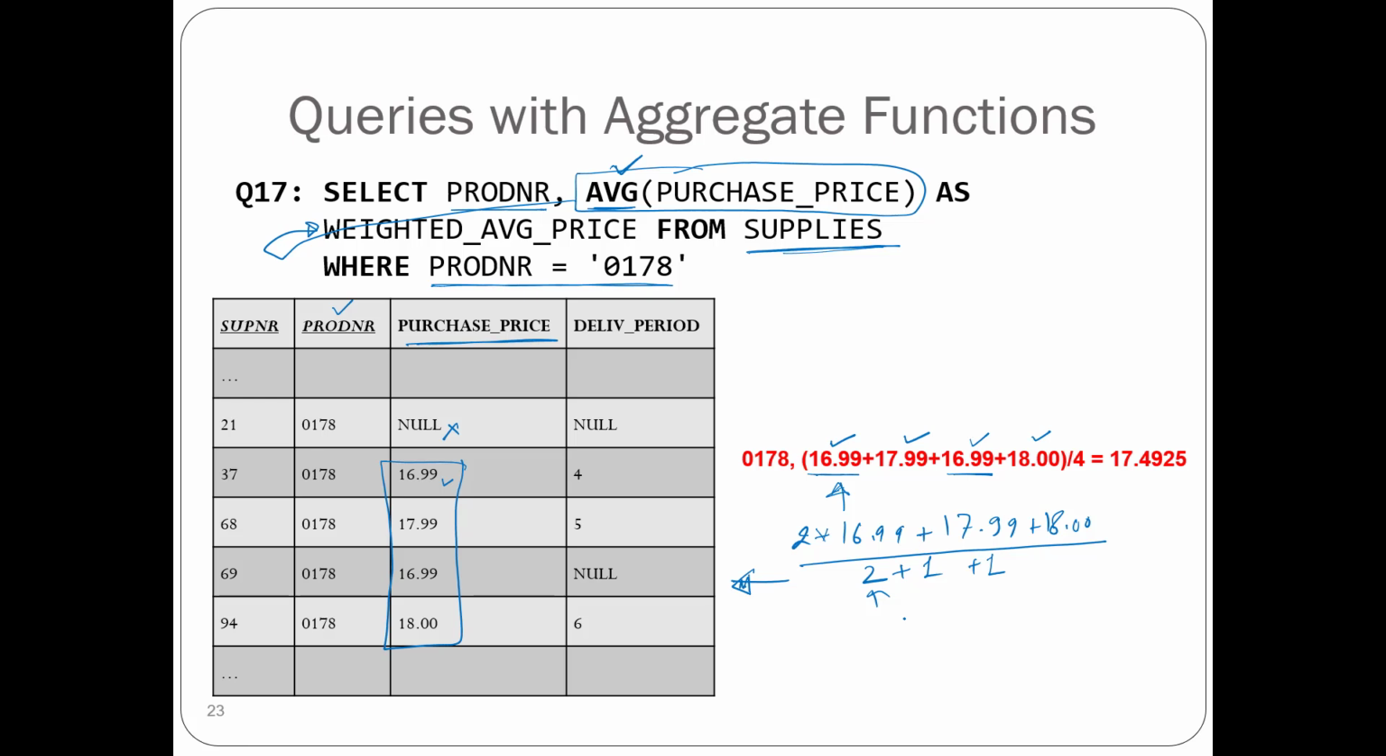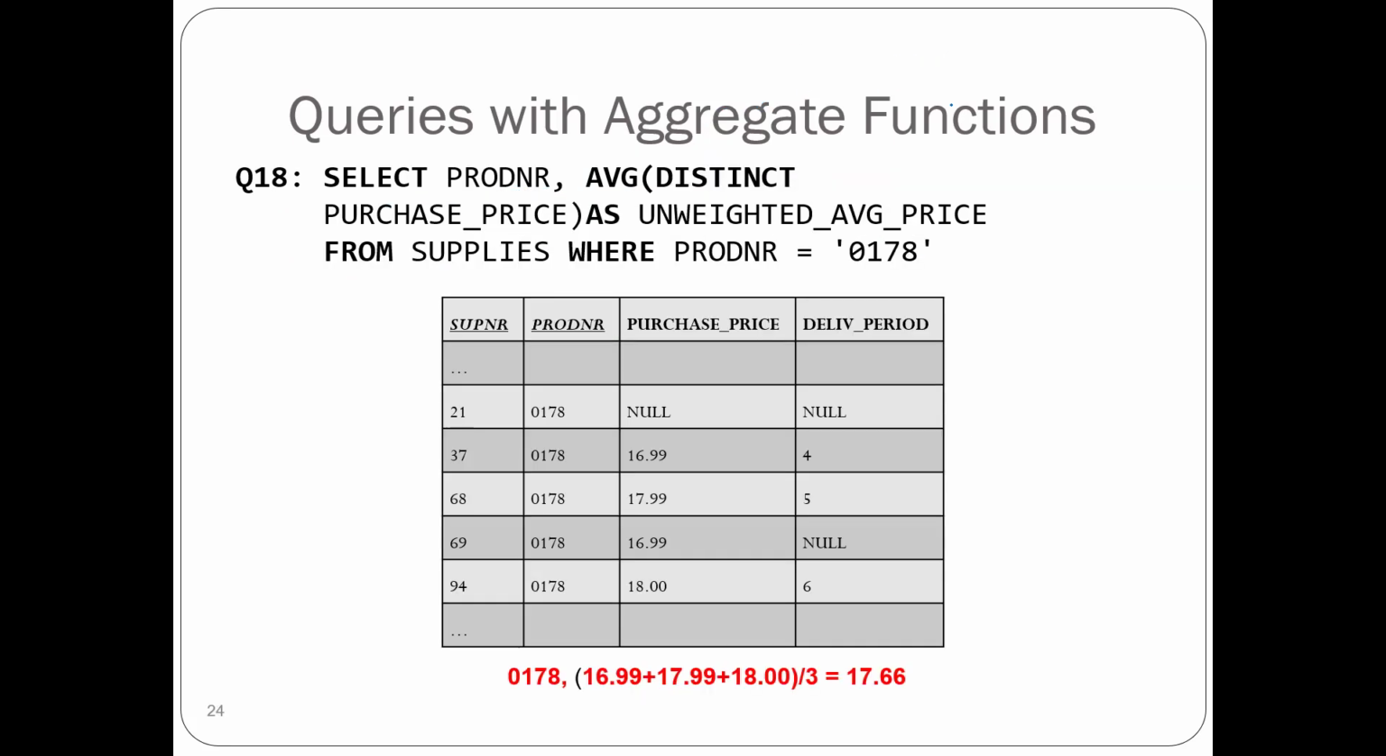If you want the normal average, then you'll have to consider only one instance of 16.99 and you will add 16.99 plus 17.99 plus 18.00 divided by 3, which will be your real, the actual average. Now the question arises how to do that. Well, if you're interested in that, then in place of the average purchase price, you will have to insert a DISTINCT there inside the parenthesis. Okay, so that's what you have in the next slide.